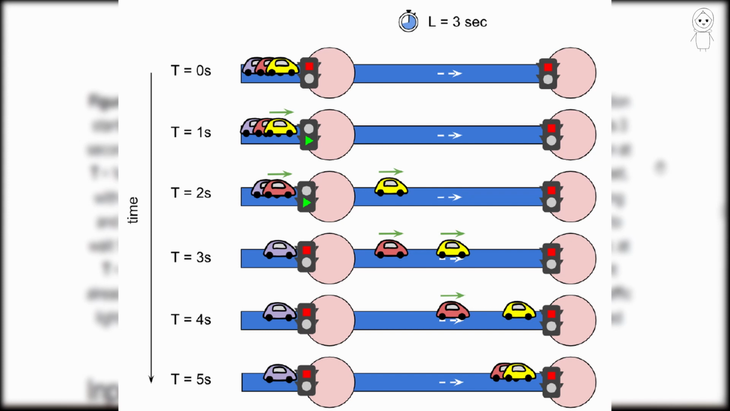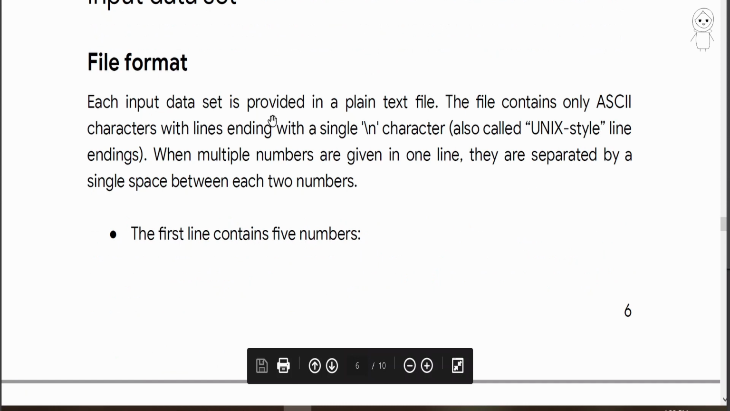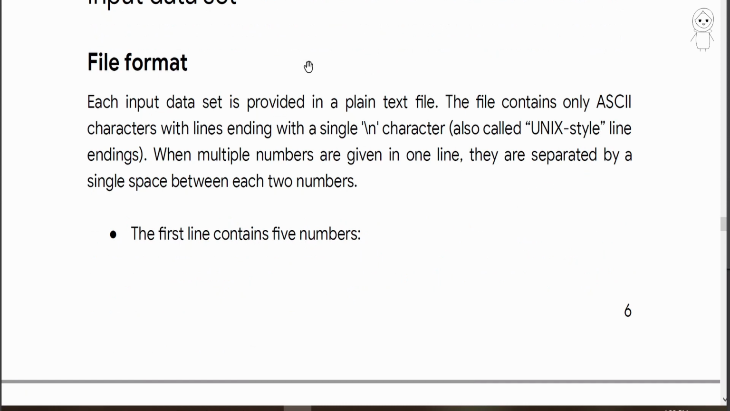Note that this figure only shows 2 streets for simplicity. When a traffic light is shown to be red, this means that another one in the same intersection has turned green. We have finally reached the input data sets. We can see what the file looks like that we're going to be reading. We understand all the elements, I think. This is the same as the last time where it says how many characters there are and stuff like that.